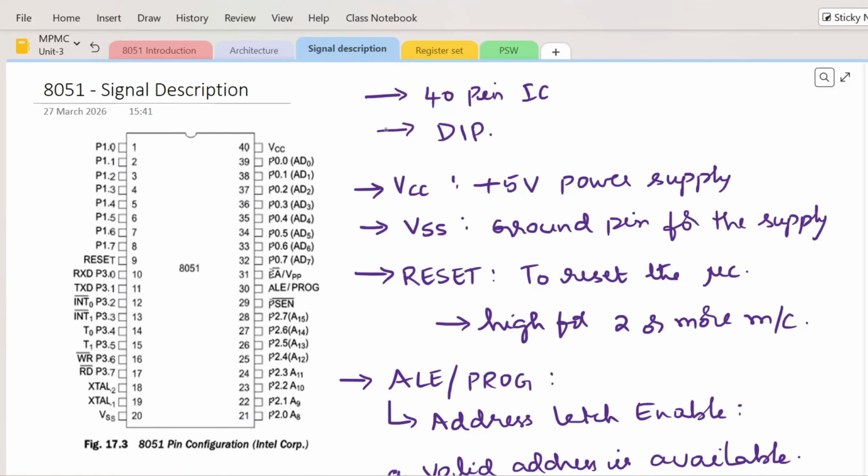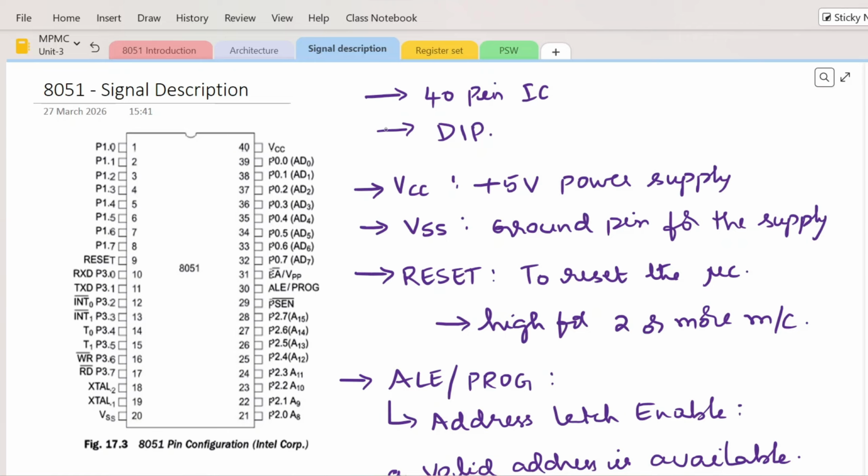In the last video, we discussed the architecture of the 8051 microcontroller. Now, in this video, we will discuss the signal description of the 8051 microcontroller.